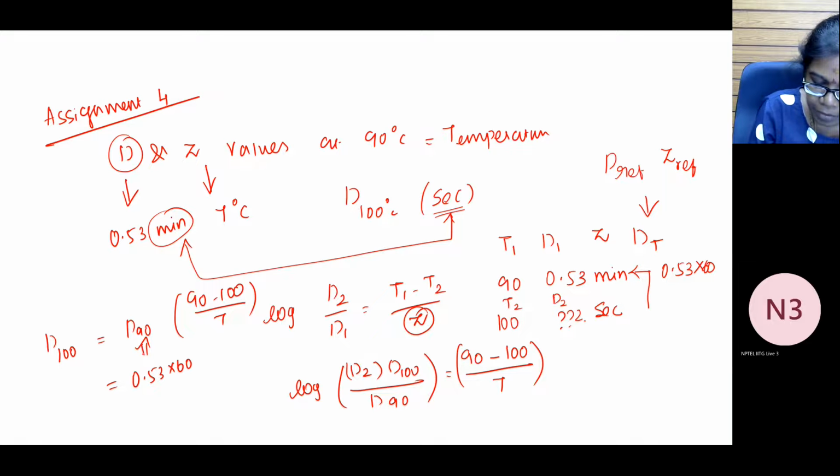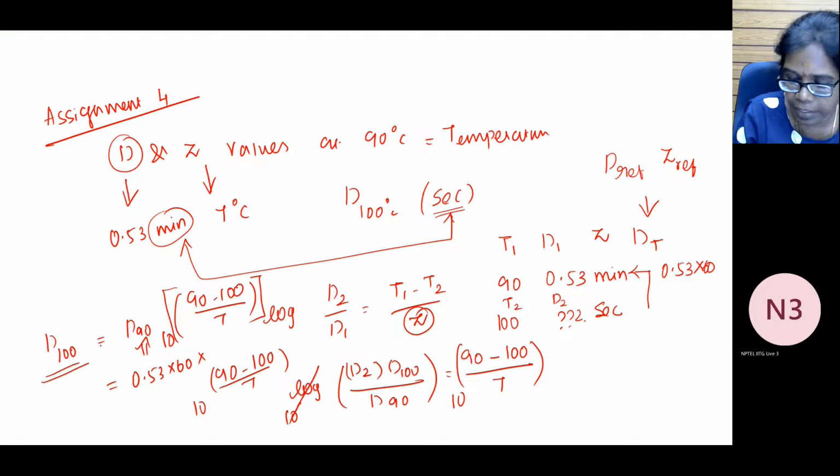Also remember, this particular thing you have done in log, right? Because when you are taking 10 to the power on both sides, the log gets cancelled. So then this will be 10 to the power of this one, right? So you calculate 10 to the power of 90 minus 100 upon 7 and then multiply with 0.53 into 60, then you will get the answer. That is the D value at 100 degrees.